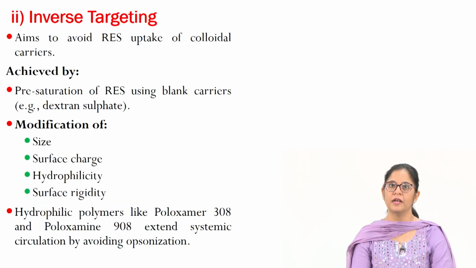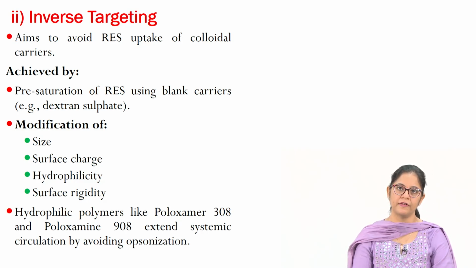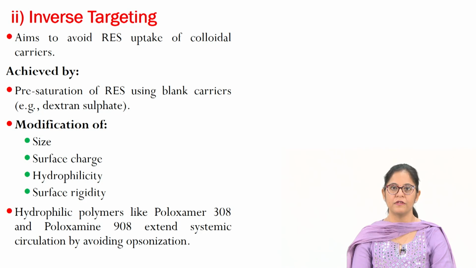Inverse targeting, this aims to avoid the RES uptake by the colloidal carriers. So, pre-saturation of RES is done using blank carriers like dextran sulfate, or by modification of the size, surface charge, hydrophilicity or surface rigidity. Hydrophilic carriers like poloxamine 308 and poloxamine 908 extend systemic circulation by avoiding opsonization.